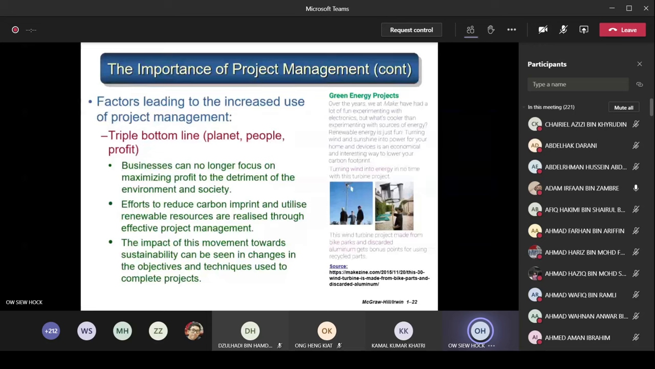So you can see the smartphone, smart home, all the smart things. They all try to make use of recycled items. You can see this one example here. This is a wind turbine project made from bike parts, discarded bicycles. People don't want the bicycle, they make use of it and it becomes a wind turbine, you see? So you make use of recycled things and save green energy, reduce the energy, or reduce the emission of carbon dioxide or whatever can destroy the environment. So today's projects always talk about green technology. So you need to apply project management to manage all this.